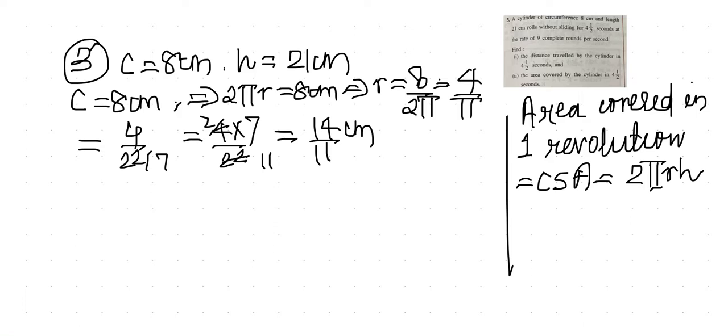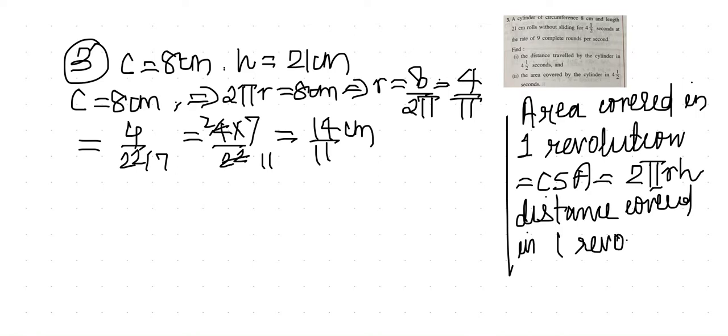Now what will we be calculating? First we have to calculate the distance traveled by the cylinder in one round. The distance is given by the circumference. You can write down here that the distance covered in one revolution is equal to the circumference. These are important formulas, children, that you need to know: the distance covered is equal to the circumference and the area covered is equal to the curved surface area.